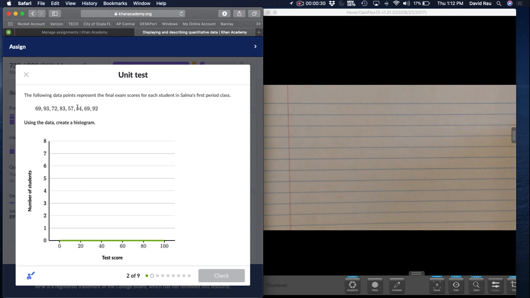Let's see here. How many are there from 0 to 20? None. How many are there from 20 to 40? None. How many are there from 40 to 60? 1. How many are there from 60 to 80? There is 1, 2, 3. And at this point, well, there are 1, 2, 3, 4, 5, 6, 7, 8. So since I've already used up 4, there must be 4 left over in this category.